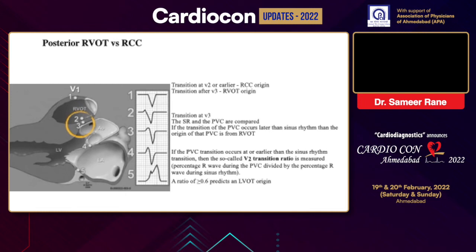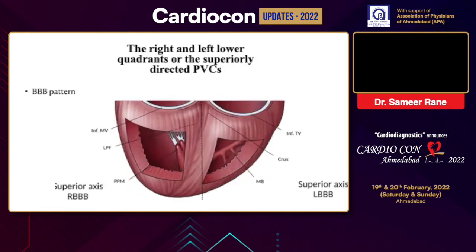If the transition of the PVC occurs later than the sinus rhythm, then the origin of that PVC is from the RVOT. If the PVC transition occurs at or earlier than the sinus rhythm transition, then the so-called V2 transition ratio is measured. A ratio of more than 0.6 predicts an LVOT origin.